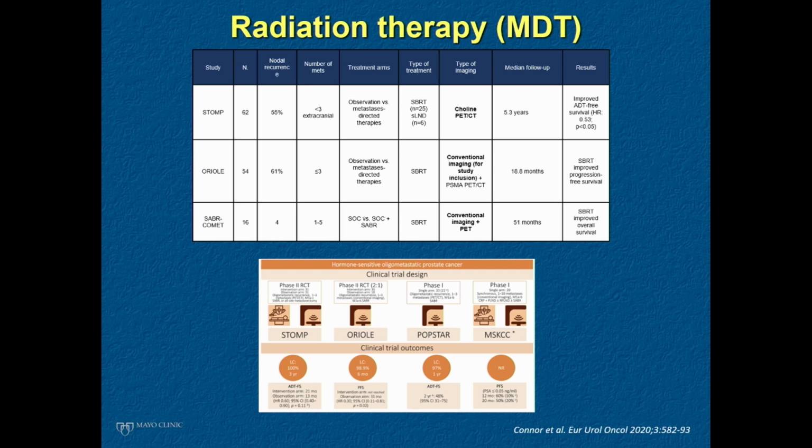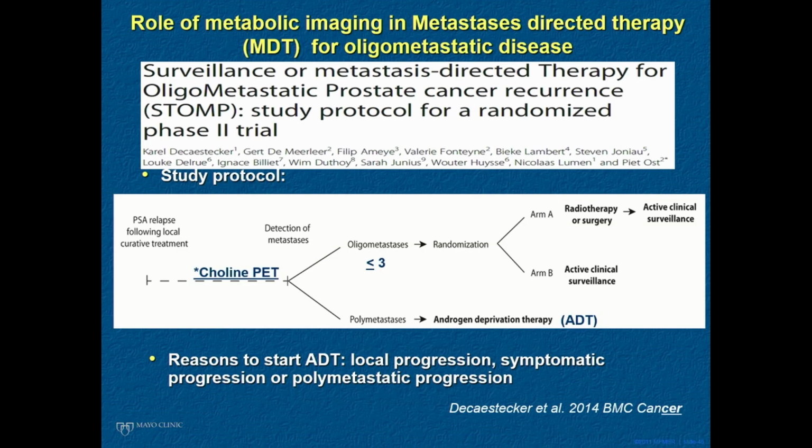And we won't go into that because that tended to use actually conventional imaging to find metastasis compared to the ORIOLE and STOMP. So this is the STOMP study that was led by Piet Ost in Belgium, and they randomized patients based on choline PET scan. So this is not a PSMA scan, but a choline PET scan given the era. They had to have 3 or less oligometastatic sites, and then they were randomized to either radiation or surgery versus just monitoring. If they had polymetastatic disease, then it went ADT.